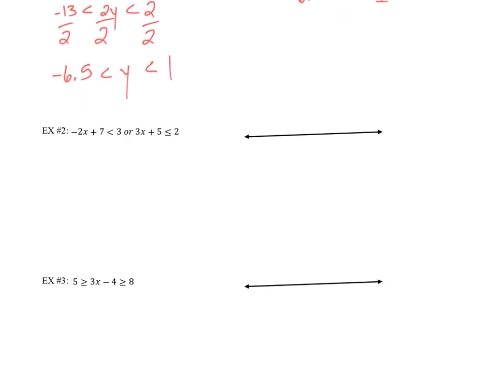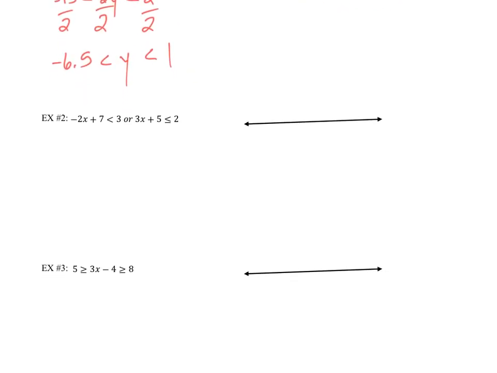Okay, example 2, solving for x, then we're going to graph this. So this is an OR. So solving the left one, to get x alone, you would have to subtract 7, to get negative 2x is less than negative 4. Then we divide by negative 2 to get x. And I'm going to make a comment right now.